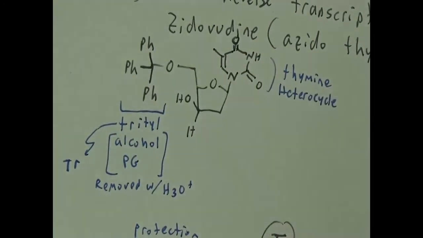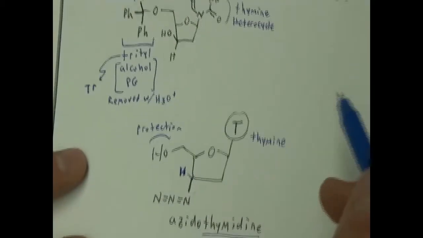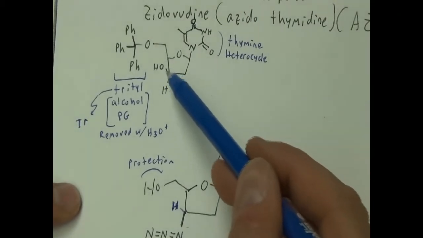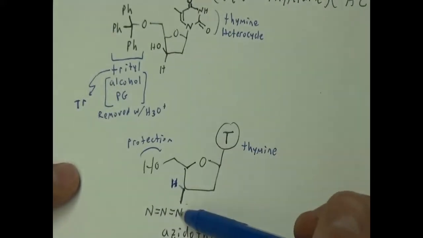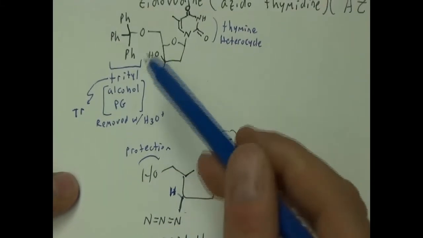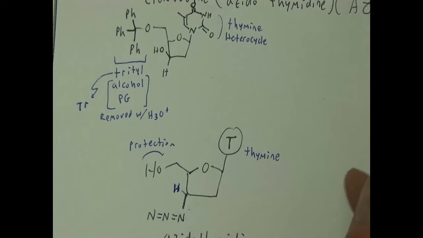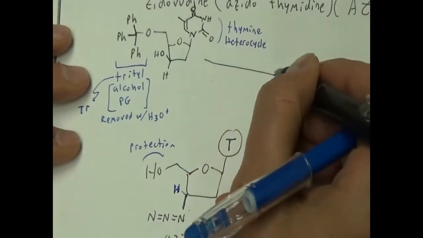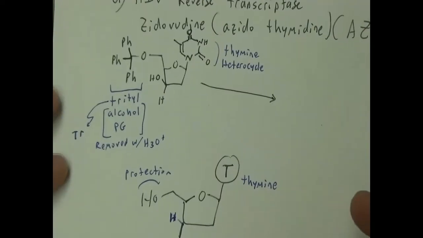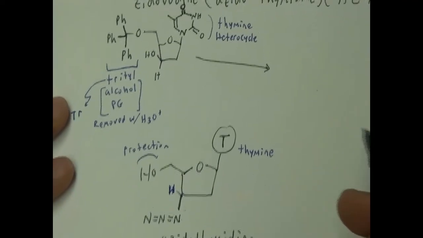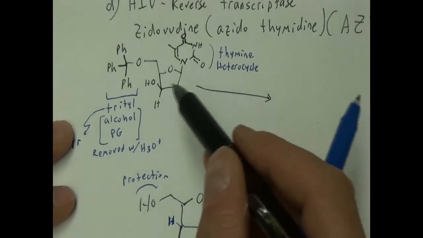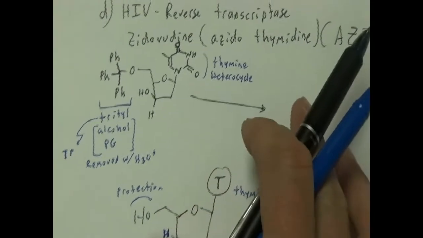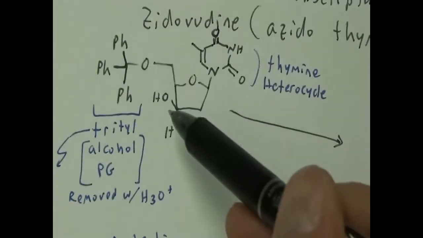Alright, so that's what we're starting with. All we've got to do really is make this into a better leaving group, then attack with azide, and then deprotect. That's all. It's actually a pretty simple synthesis. Using our organic 1 knowledge, we know of a way to make OH a good leaving group. That's all we've got to do.